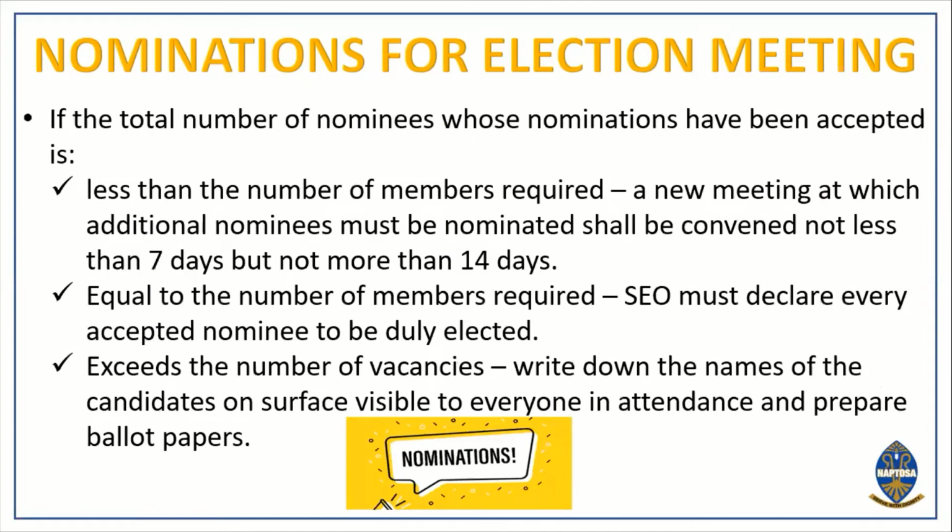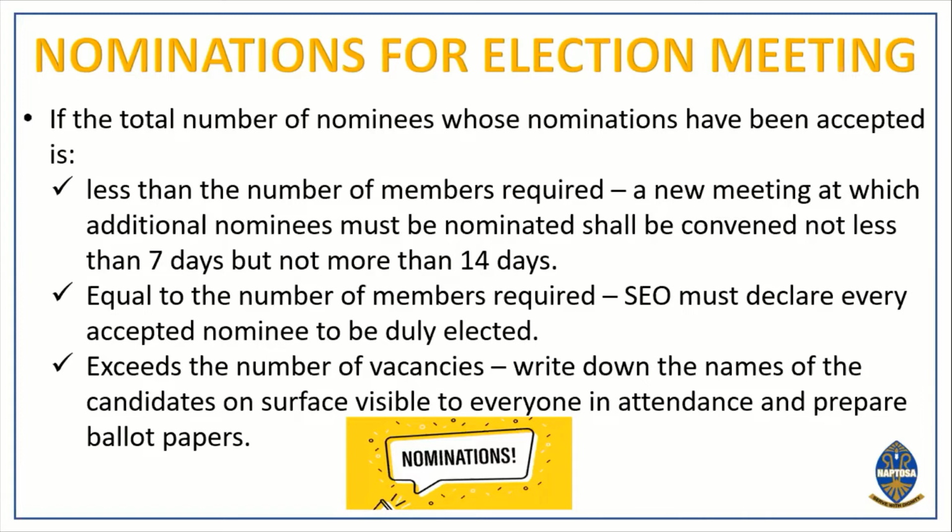If the total number of nominees whose nominations have been accepted is less than the number of members required, so let's say you require 5 parent members and you've only received 4 nominations, a new meeting will have to be convened with not less than 7 days, but not more than 14 days, to get additional nominees. So if they say, but hang on, we don't have enough nominees to fulfill the vacancies available, then they've got to reconvene the meeting.